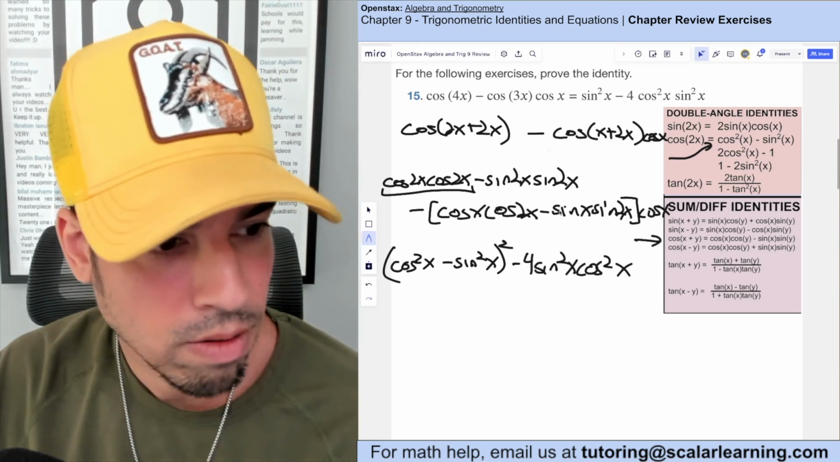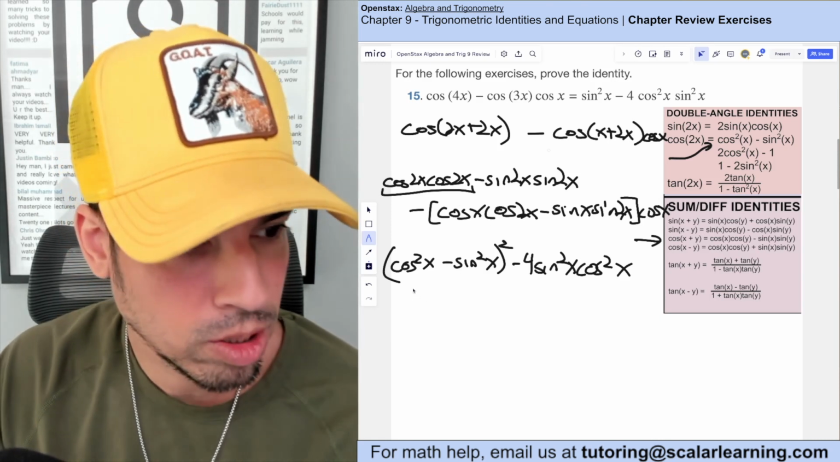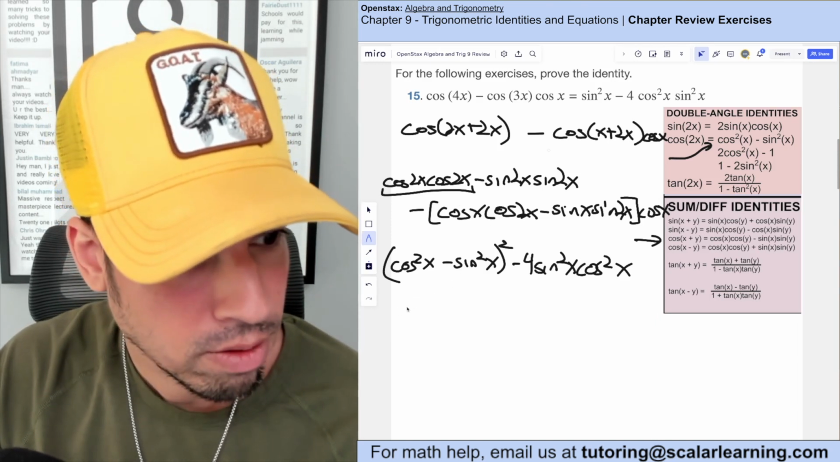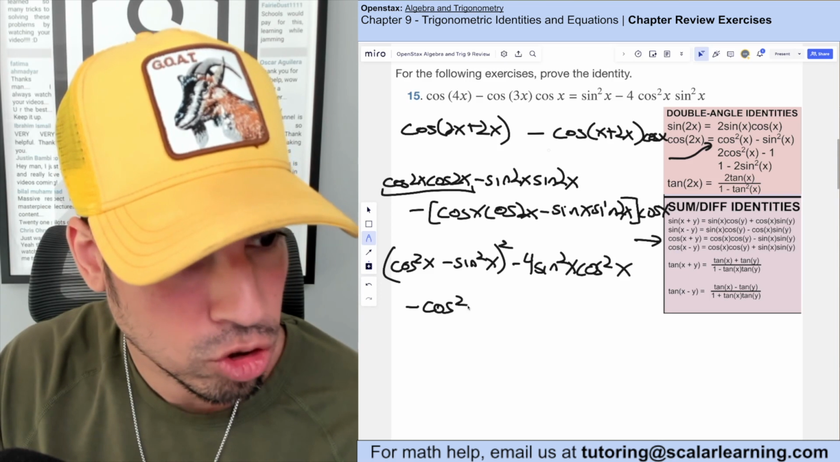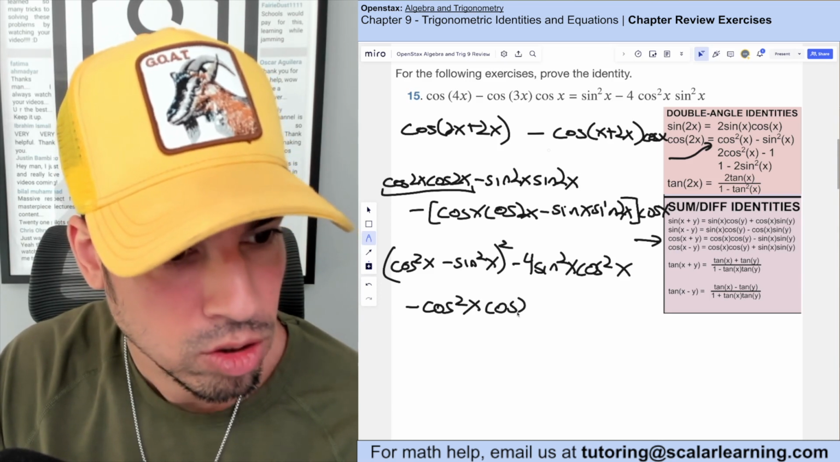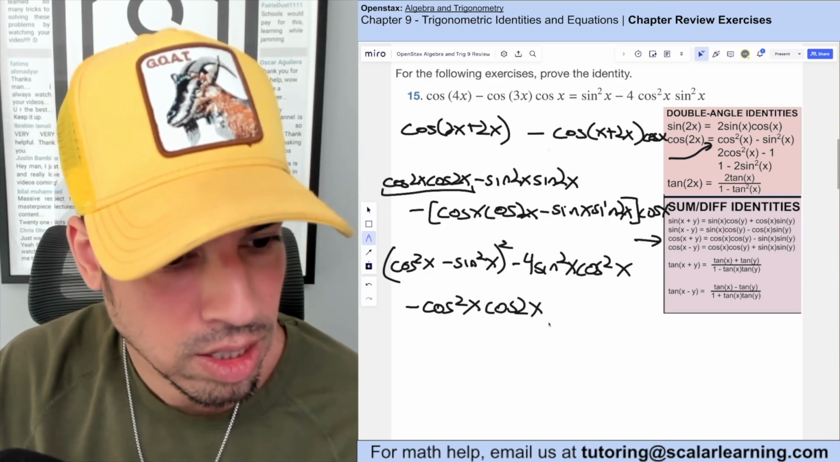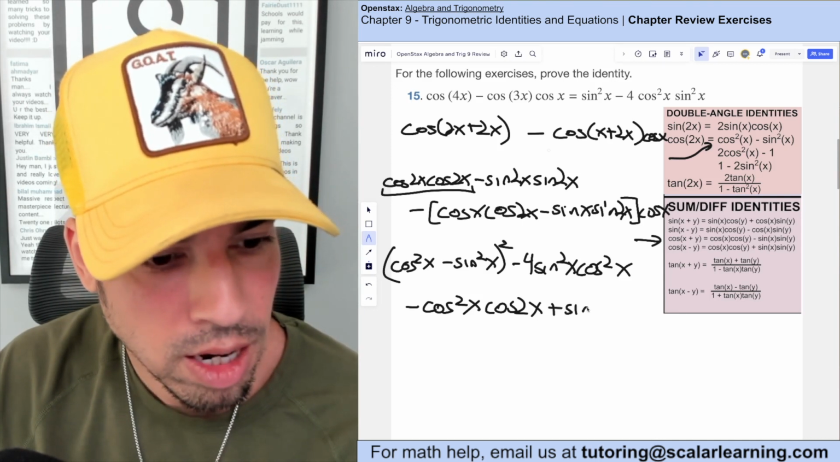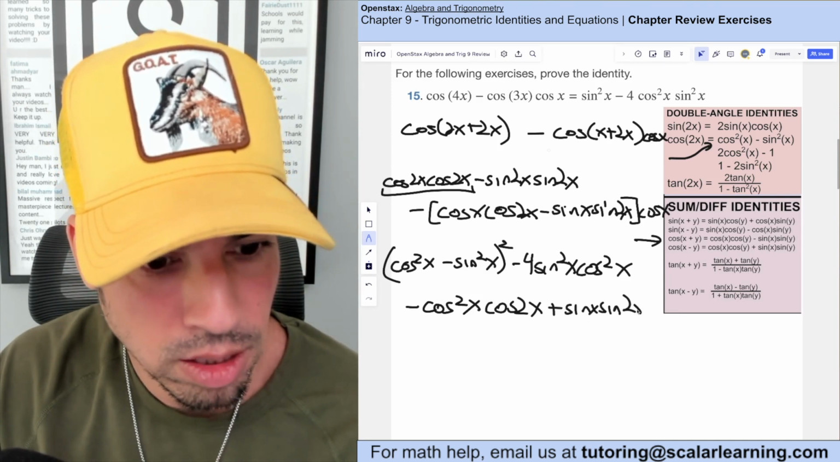And then for all this stuff, I'm going to distribute the negative and distribute the cosine squared. So then we have minus cosine squared x cosine 2x. And then the negatives are going to cancel out, plus sine x sine 2x, and then cosine of x.